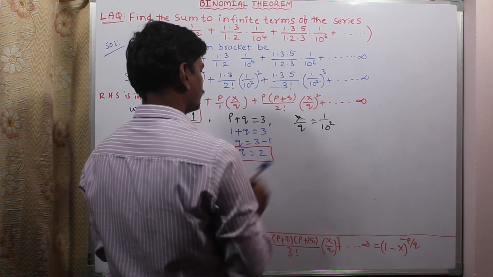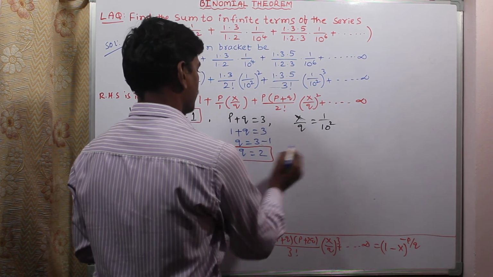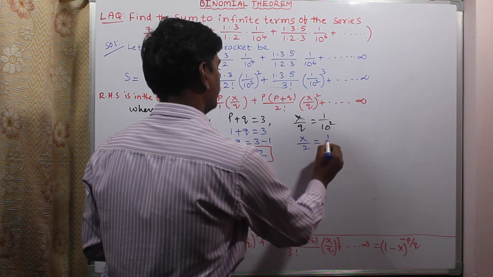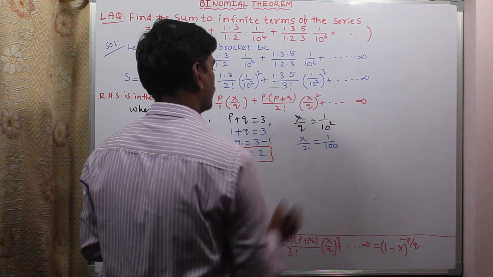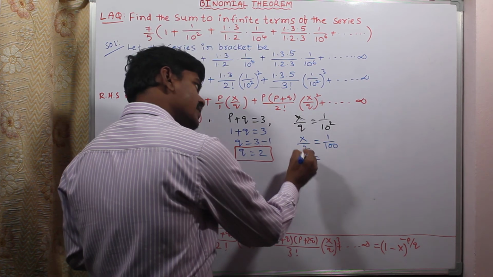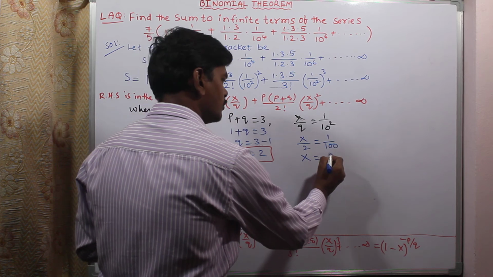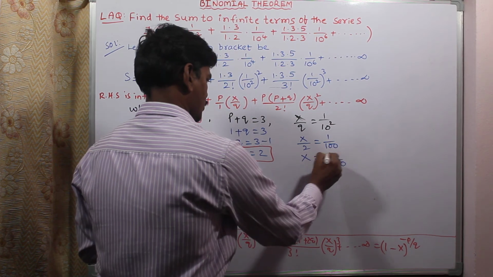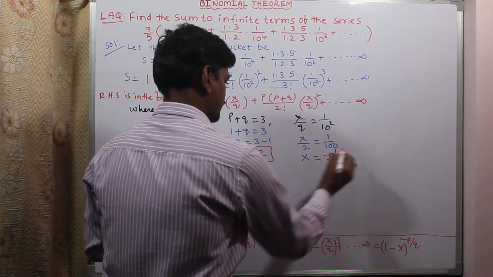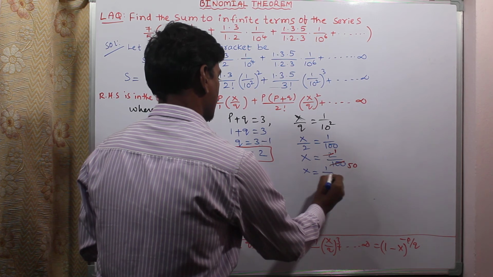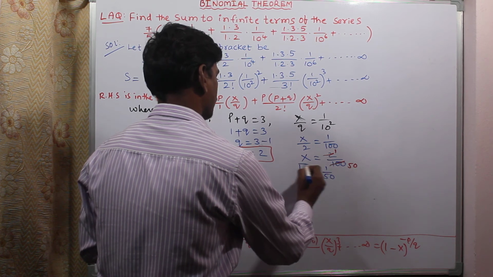So let me substitute the q value. X as it is by q value 2 is equals to 1 by 10 square, value 100. So now capital X becomes divided by 2, and shifting it becomes into 2, so 2 by 100. 2 ones are 2, 50 times. So the capital X value we get as 1 by 50.